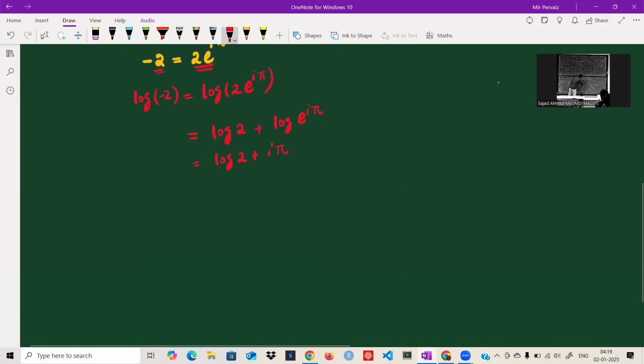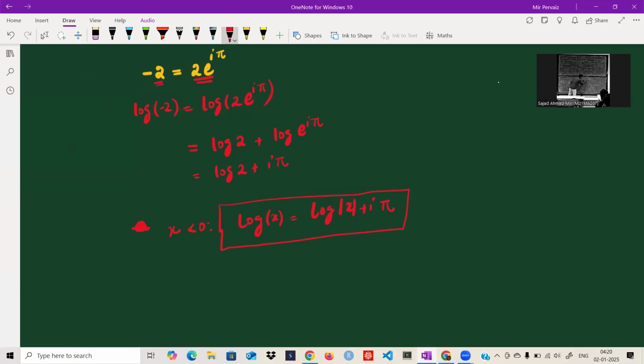So if we have any negative number, any x when x is less than 0, how can we define log for that? Log of x will be log of the absolute value of x plus iota pi. This will be the general case for any x when x is negative. So this is actually the extension of the ordinary real valued log function to the complex function.